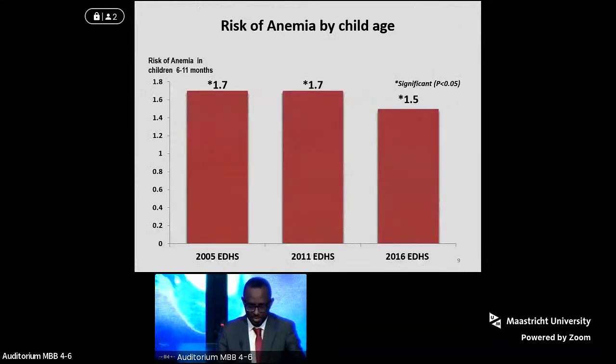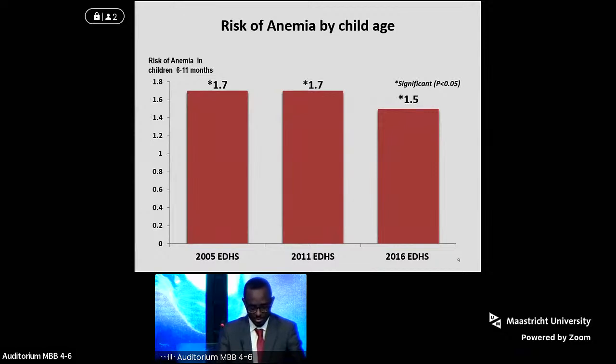This is the risk factors of anemia across child age. Across the EDHS data from 2005 to 2016, the younger the age, the higher the odds of anemia. For instance, in 2005, children from 6 to 11 months had 1.7 times higher odds of anemia compared to children from 12 to 23 months.